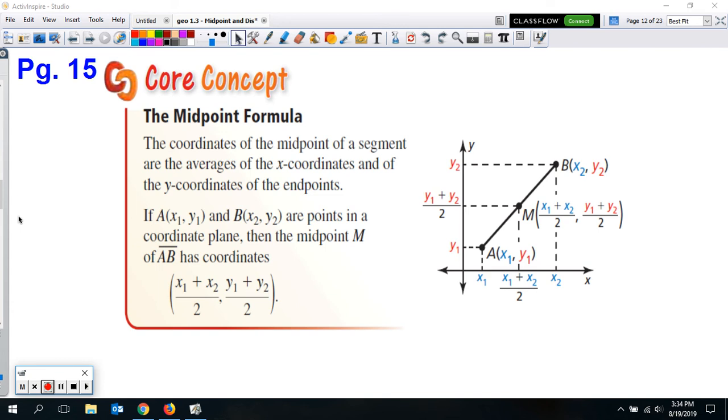All right, so on page 15, our next core concept. Now here's where we see the midpoint formula. So we already talked about what a midpoint is. It's going to bisect the segment. It's going to be right in the middle of the segment.